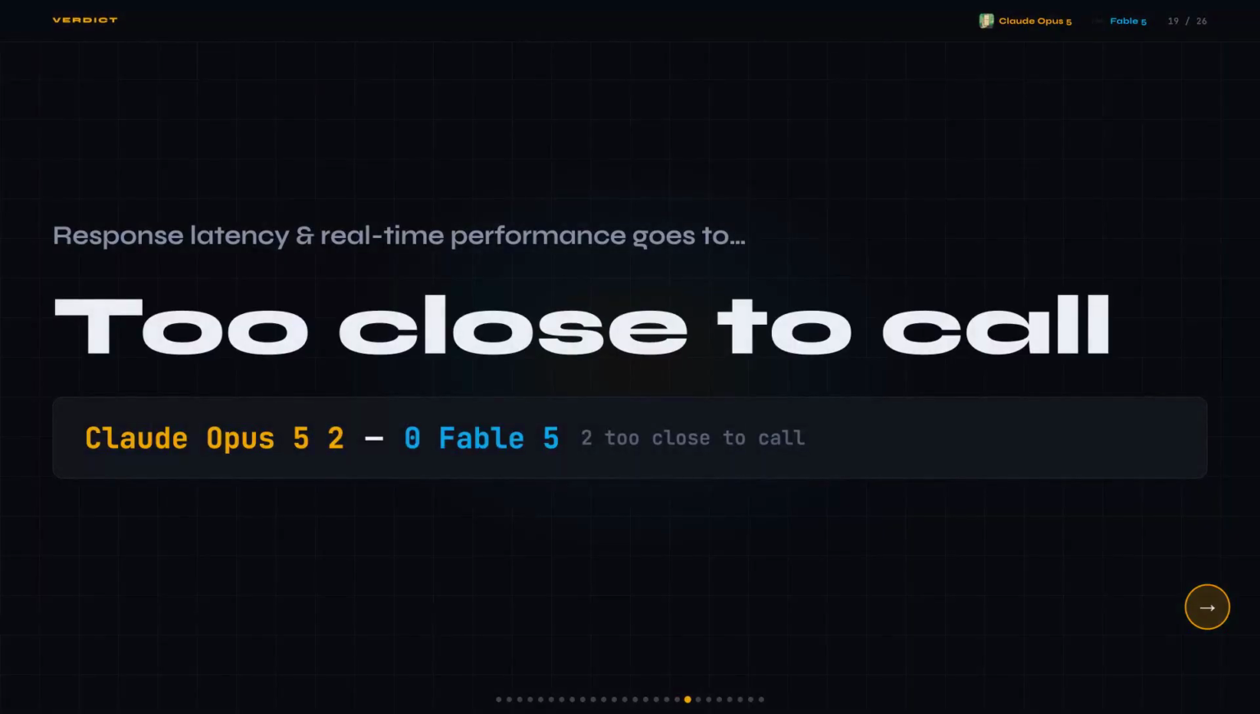Honestly, I was expecting one of them to clearly win on speed, but the apples to oranges effort levels make a clean call impossible. So no winner here, latency is a tie, and that moves the running score to Opus 5.2, Fable 5.0, with 2 tests tied.